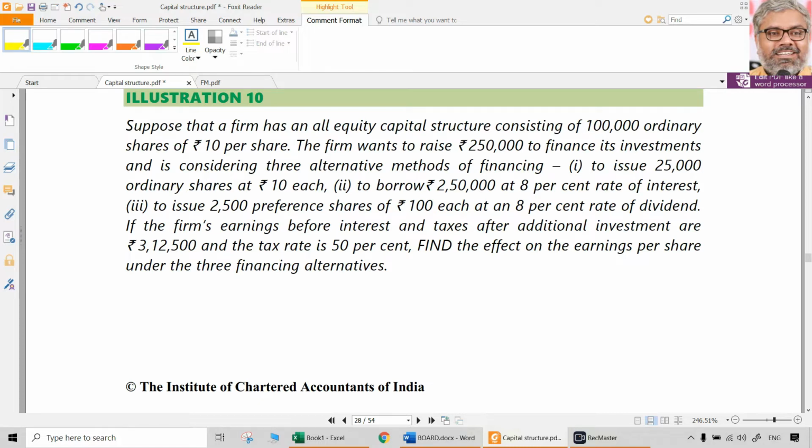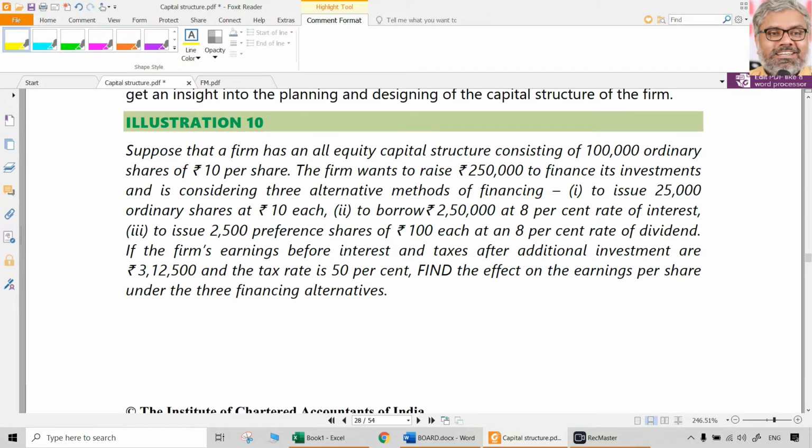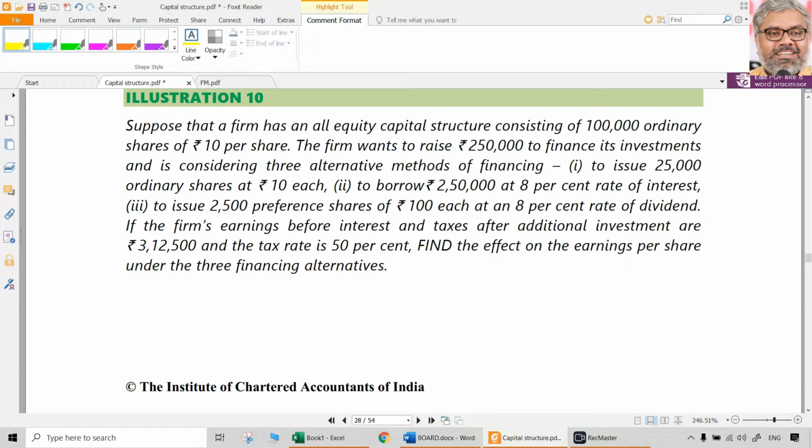What does it give us? Finally, it gives us which alternative financing plan will lead to a maximum market price per share, or if market price per share is not the concern, maximum EPS at least. So whichever option gives the best EPS will be the selected option, that is the better option to be selected. So let us apply this EBIT EPS MPS analysis. All the times MPS may not be there, but EBIT EPS will be there in most of the questions. Let us start with this illustration number 10.